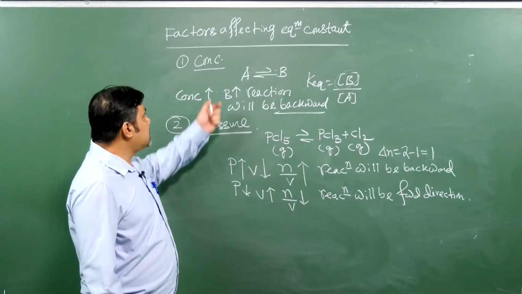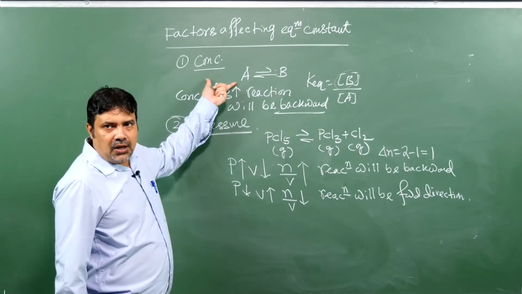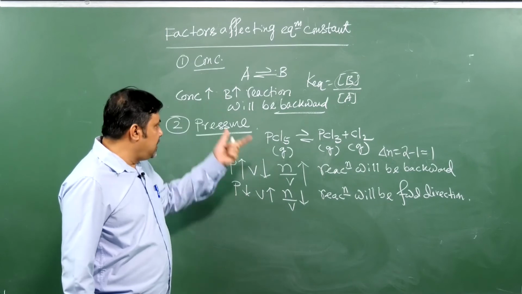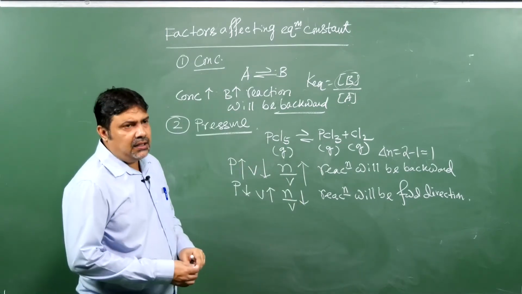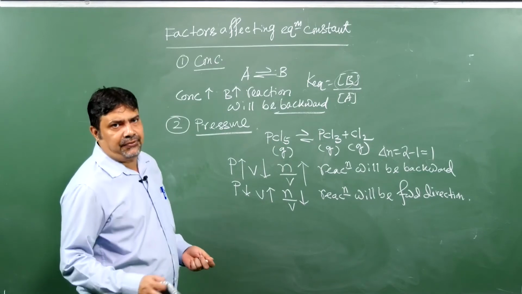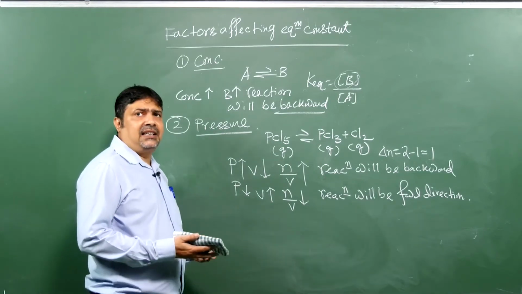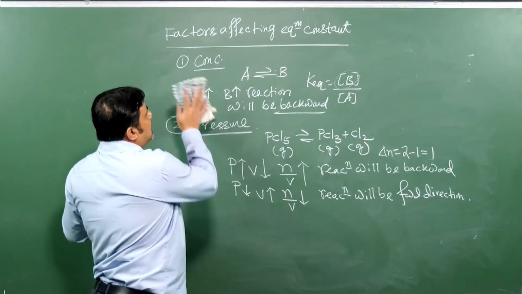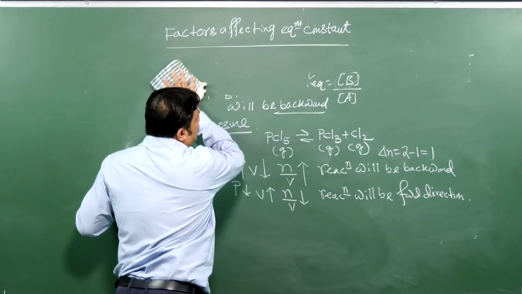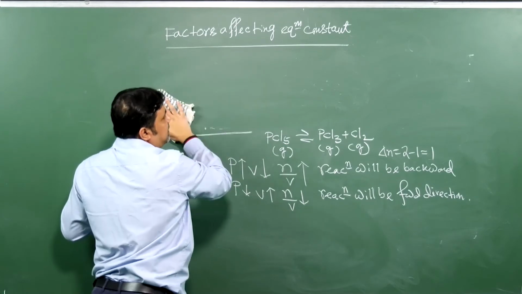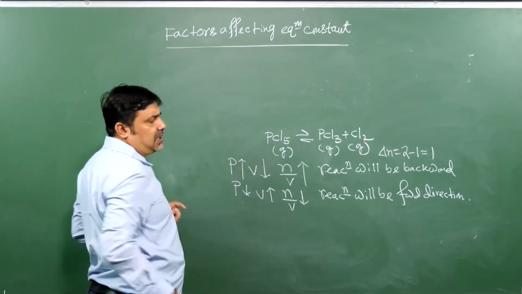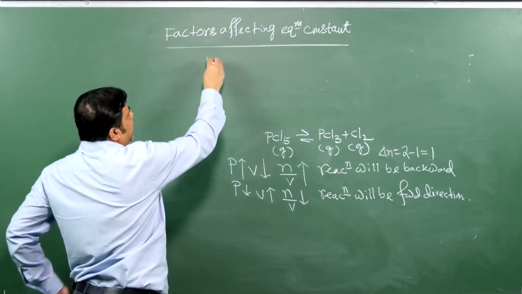So I explained the concentration effect on the equilibrium constant and then the pressure effect. Then there is the temperature effect, and the addition of inert gas at constant volume and at constant pressure. These are the things you need to know. So what will happen in the temperature effect?